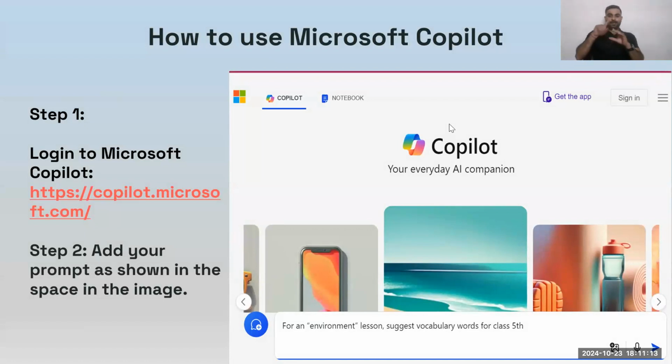Next step. Once you log into Microsoft Copilot, the next step is you need to add your prompt. That means you need to instruct Microsoft Copilot what it can do for you. As shown in the image, I have already typed the prompt at the bottom of the screen, if you are able to see that. So for an environment-related lesson, you could ask, can you suggest vocabulary words for class 5th? If you put this prompt into Microsoft Copilot, you'll get thousands of ideas generated, and you can see which one you want to choose from.